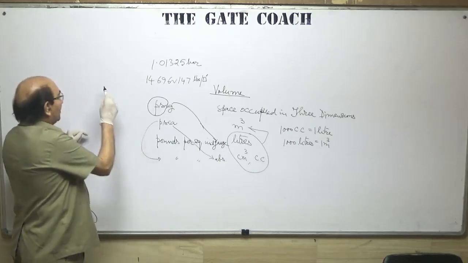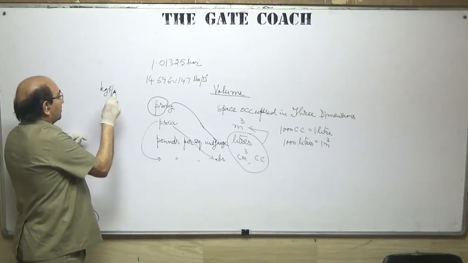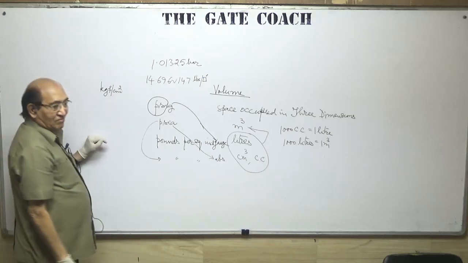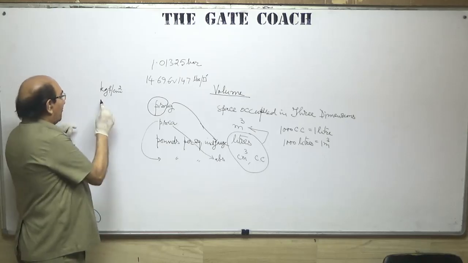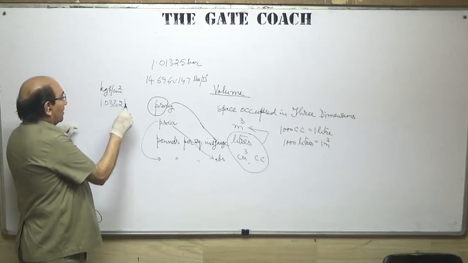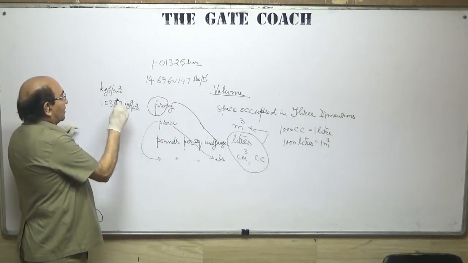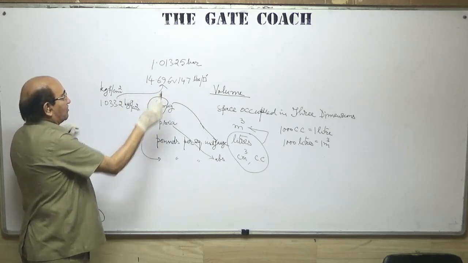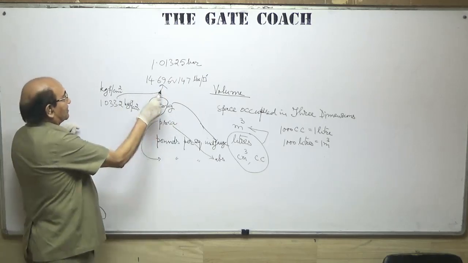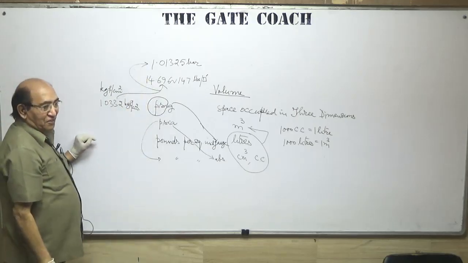In MKS system, it used to be kg force per centimeter square. 1.0332 kgf per centimeter square corresponds to 14.696 pounds per square inch, which should correspond to 1.01325 bar.